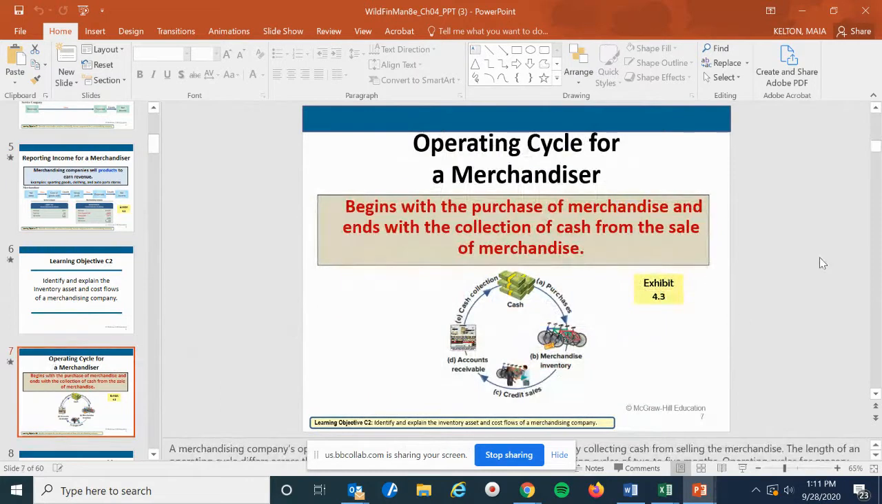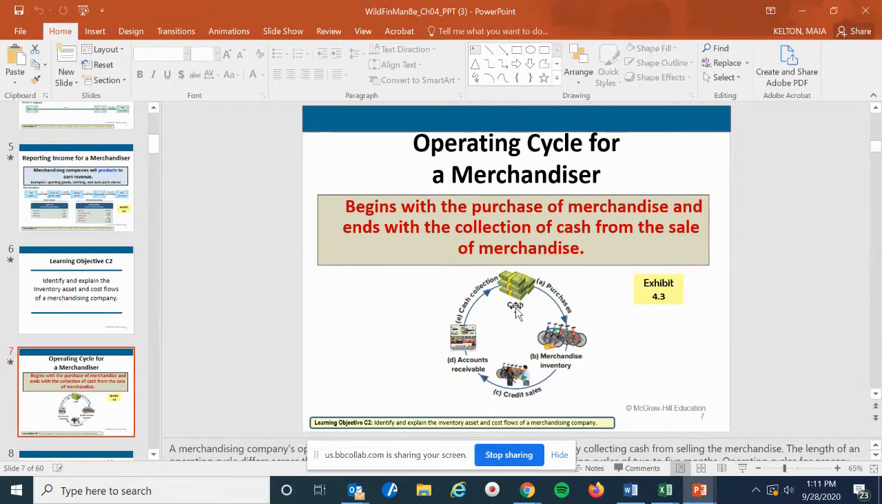So in order for a merchandiser to show sales revenues, or sales, they have to purchase merchandise first. And we're all very familiar with that business model, right? In order for Walmart to sell us merchandise, in order for Amazon to sell us merchandise, they have to purchase inventory first. So their business cycle is pretty easy to follow, right?